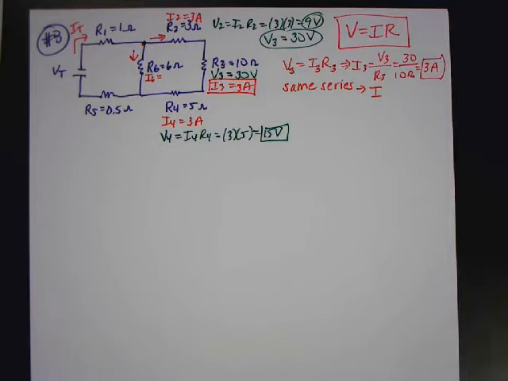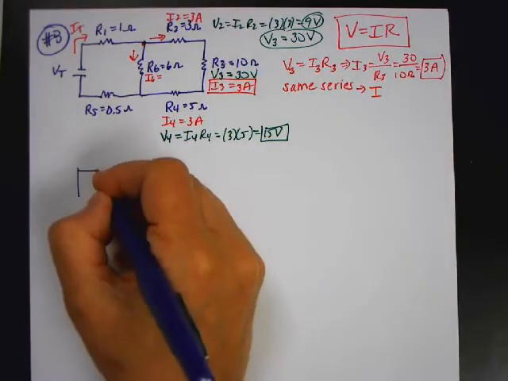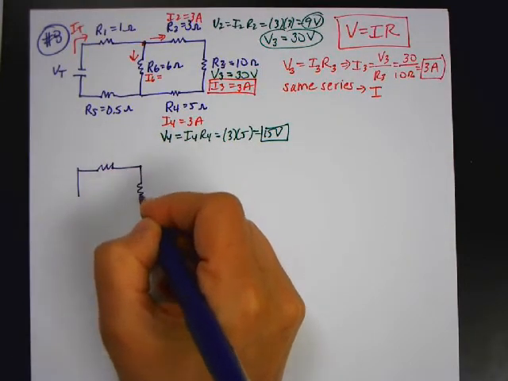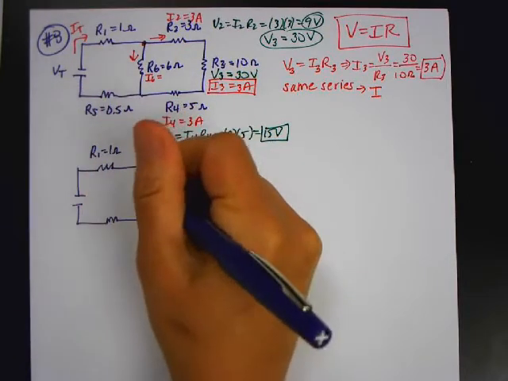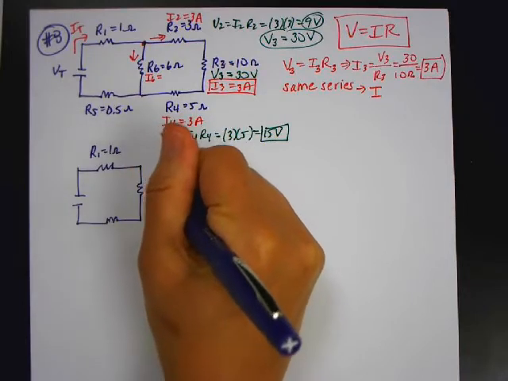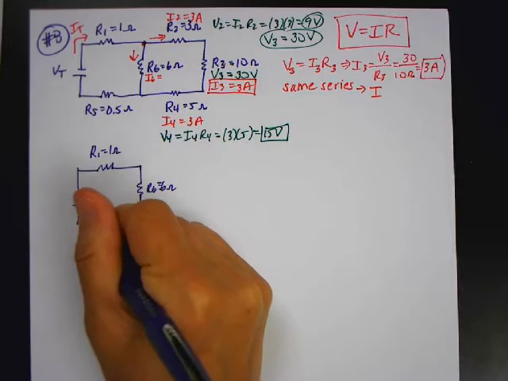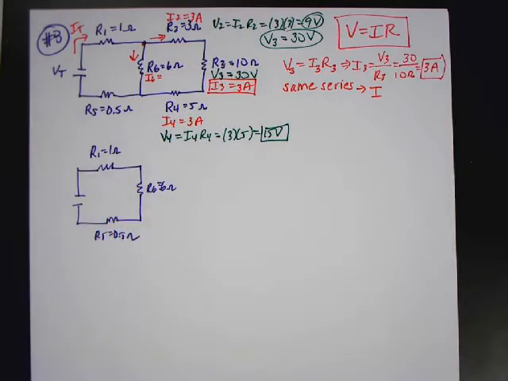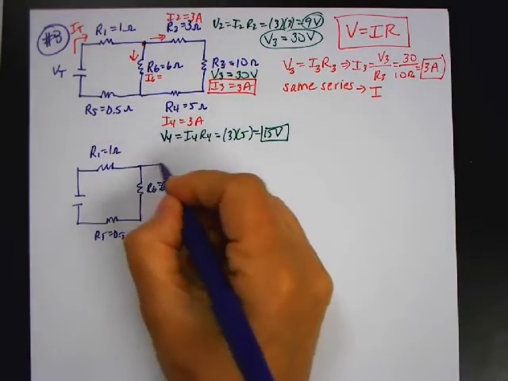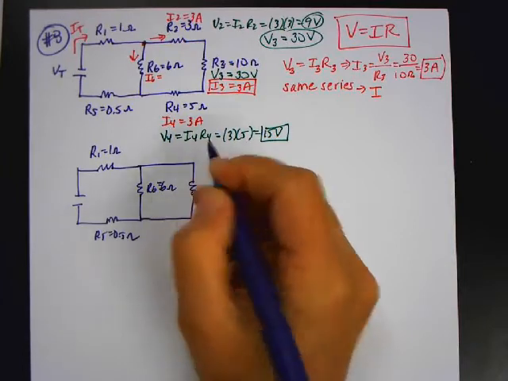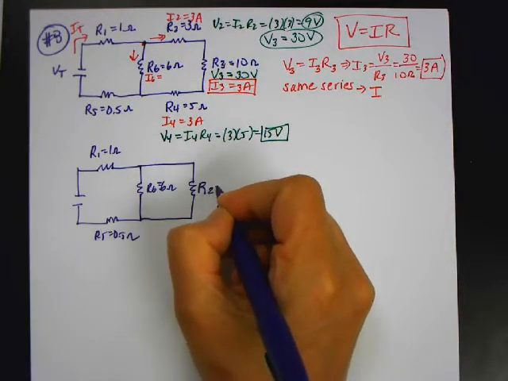What I want to do now is redraw it because I'm going to have to eventually do my intermediate schematic diagrams. Okay. Now when I redraw this, I didn't touch R1, I didn't touch R6, and I didn't touch R5. So R1 is still 1 ohm, R6 is still 6 ohms, and R5 is still 0.5 ohms. That stayed the same. Because these three are in series, I am now going to replace that with one equivalent resistor I'm going to call R234.